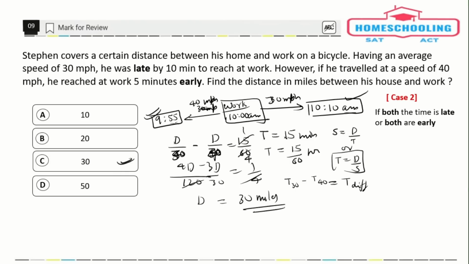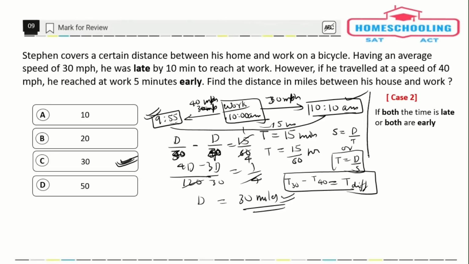So what we are doing here is he has to reach at, let's say, 10 a.m. When he traveled at 30, he reached 10 minutes late, that is 10:10 a.m. And when he was driving at a faster speed, he reached 5 minutes earlier, that is 9:55. So the time difference between these two was 15 minutes. We used the equation time difference equals T30 minus T40, put in all the formulas, and at the end we found the distance was 30 miles. So option C is your correct answer.